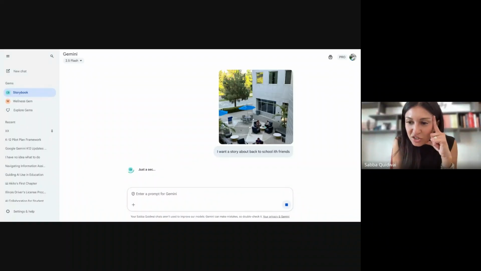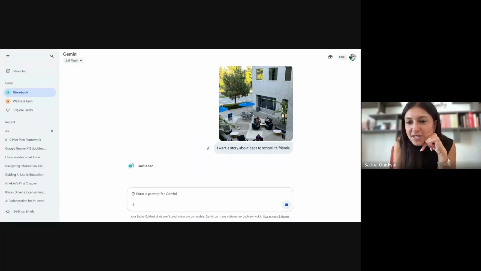Now, one of the advantages to using Gemini with a work account is you have data privacy security. You'll see over here, your chats are not being used to improve our models, right? So I have that privacy element. I can upload photos, I can upload data. It's all protected under my organization. Now, personal account, no, but your work account or school account, it will be. So now you can see over here, I just said I want a story about back to school with friends. So we're going to give it a minute, and in a couple of minutes, it's going to create a story.